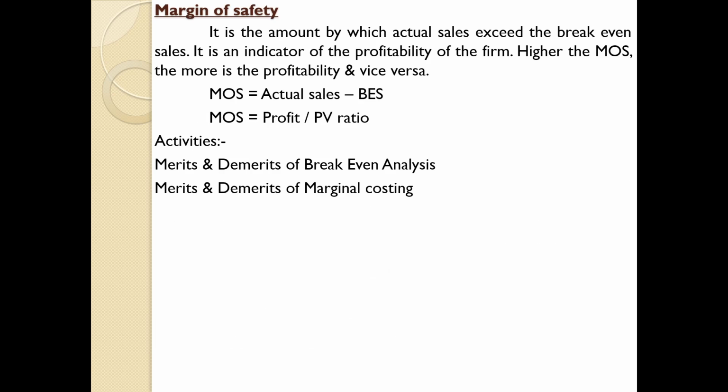So margin of safety is an indicator of the profitability of the organization. A higher margin of safety means higher profits, and vice versa. Margin of safety is otherwise known as the safety position of the firm. A higher margin of safety suggests that the firm can continue to make profit even if the sales fall considerably. A low margin of safety indicates that even a small fall in sales will put the firm into loss.